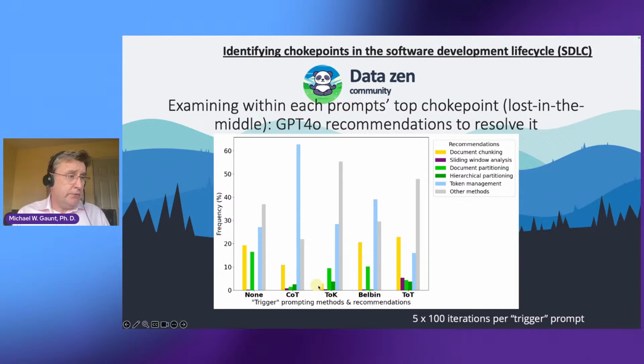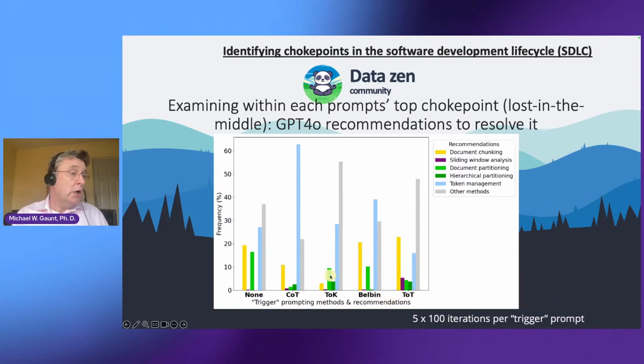So chain of thought and tree of knowledge. Well, chain of thought is particularly focusing on token management. Now, we have already told it tokens are an issue. Belbin is given a reasonable response here. Document chunking. And then it's gone through document partitioning. Then it's gone through token management. So this is okay. Tree of thought has been okay.